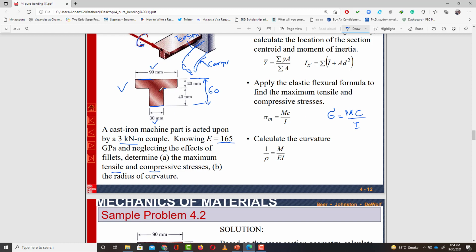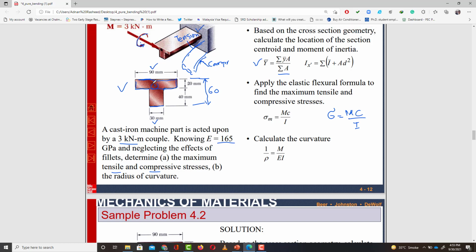So for this problem we have to find the centroid of these members. There is a method used to find the centroid, and this is the formula: y dash is equal to the sum of y dash times a divided by the sum of area. So what we will do is divide it into two portions. This will be portion 1 and this will be portion 2. Now if I expand this formula, y dash is equal to y1 dash times a1 plus y2 dash times a2.